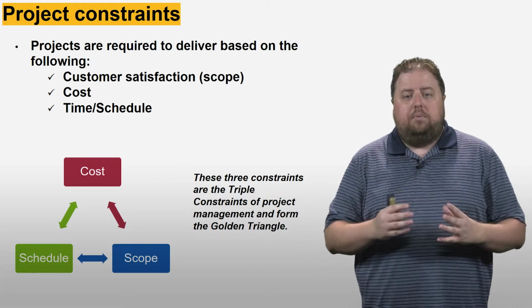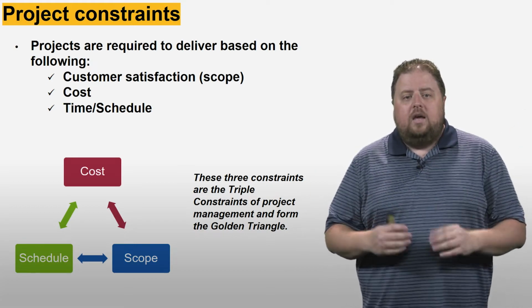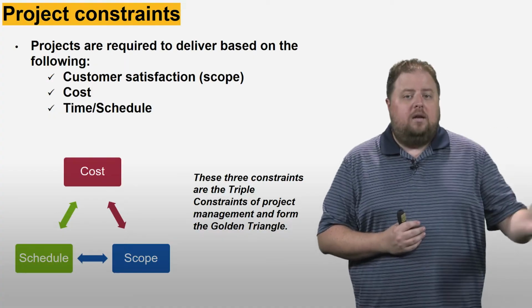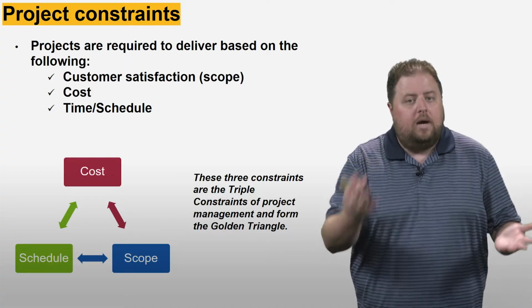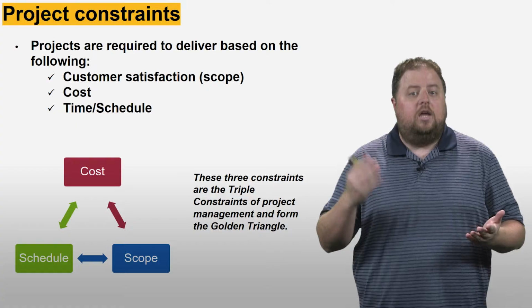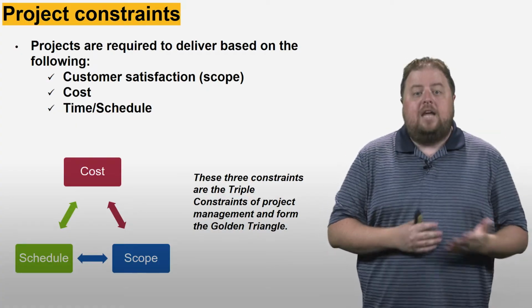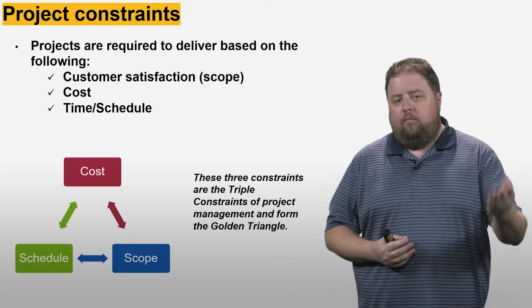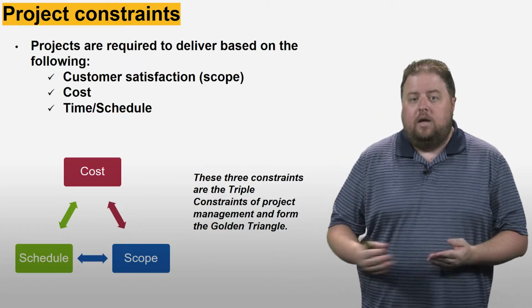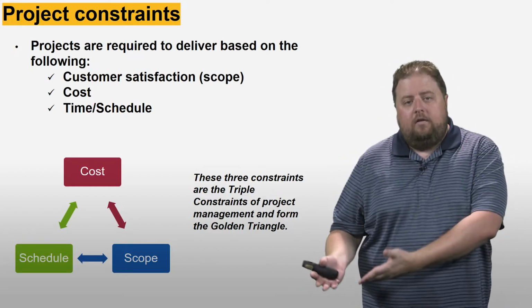All of these constraints play with each other. They're all interacting. If I have more time to spend, I generally am spending more money because I have employees that are getting paid during that time. If I have a wider amount of time, I can do more for the customer. If I have more money, I can do more for the customer. If I have less money, I can do less for the customer.